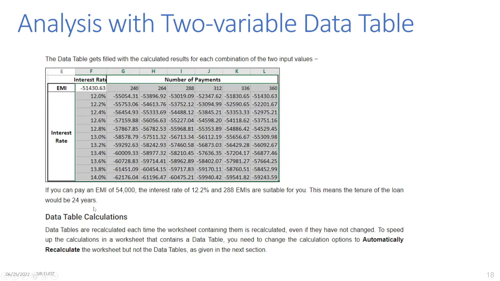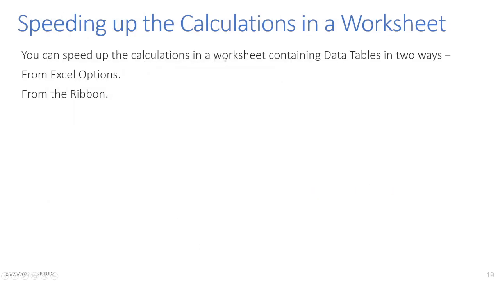Data table calculations. Data tables are recalculated each time the worksheet containing them is recalculated, even if they have not changed. To speed up the calculations in a worksheet that contains data tables, you need to change the calculation options to automatically recalculate the worksheet but not the data tables, as given in the next section. So, speeding up calculations in a worksheet.